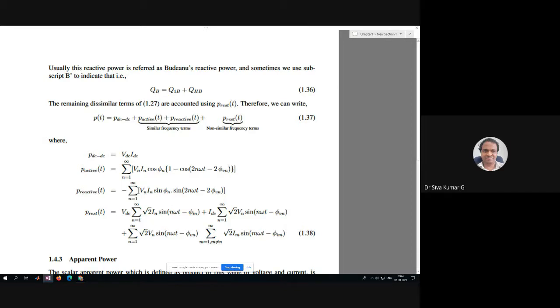Here, the dissimilar frequency components are counted as the P rest of T. It is just an indication only. There is one more term which is missing over here. In this particular equation, the DC voltage is interacting with the AC current, and also the AC voltages are interacting with the DC currents. These equations are missing over here. It's just an indication only.